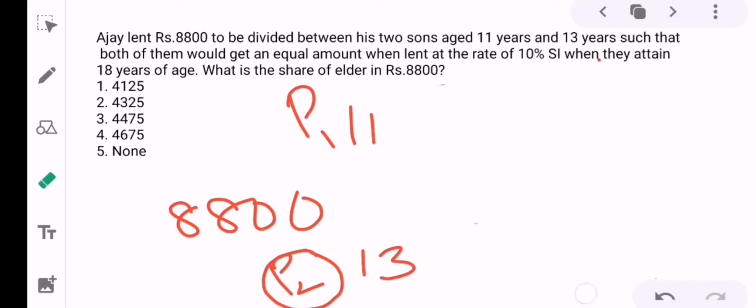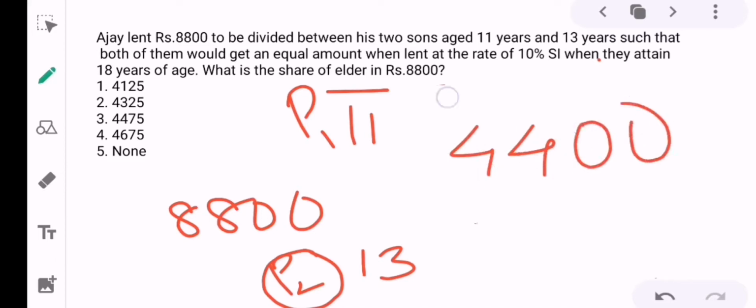So what we have to do, we can just go through the options. First of all, we have to find the share of the elder one. Elder one will obviously have more principal from the beginning, so elder one will have an amount which is greater than 4,400. Because if the amount was split at 4,400, both of them would get equal amount, but it is not the case. So here the older brother will get a higher amount.